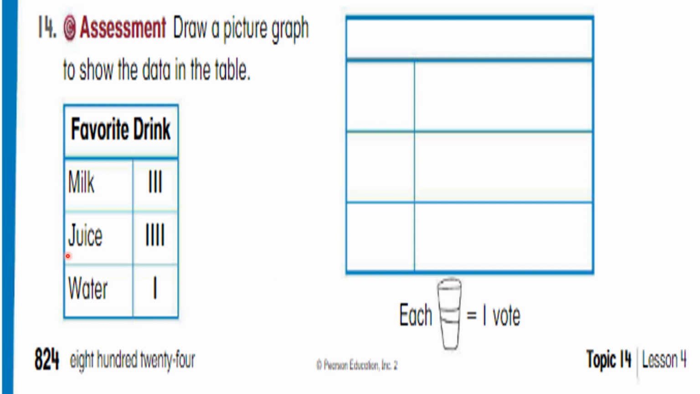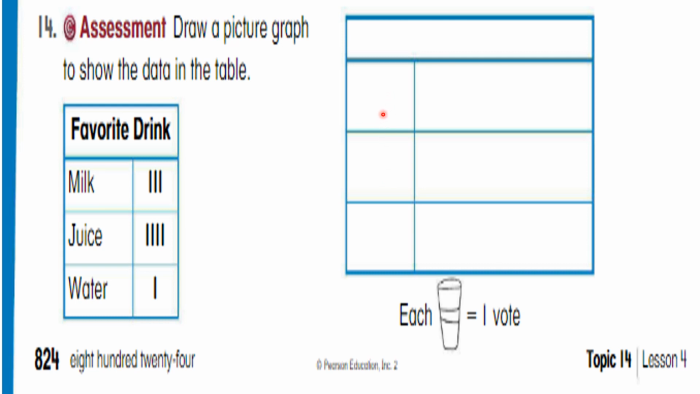Draw a picture graph to show the data in the table. Now the data is given. The favorite drink, milk. How many people like milk? Excellent. Juice and water. Now here you will write the title of the graph. So what will be your title? Excellent. Favorite drink. And here you will label your graph with the names of the drinks given in the table.